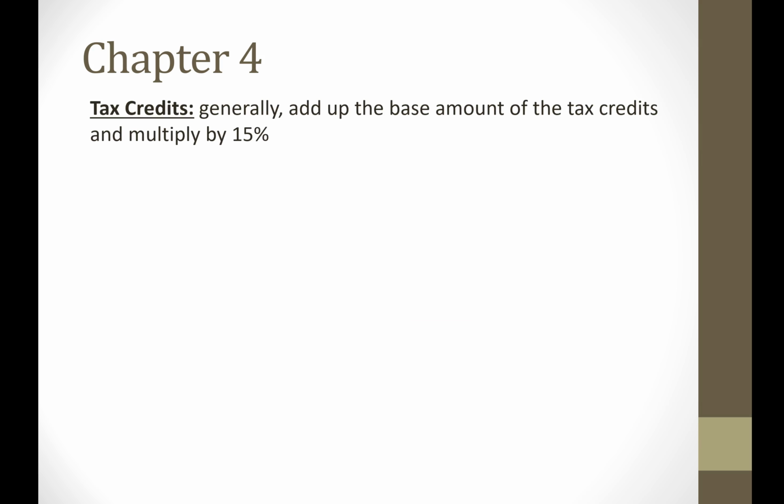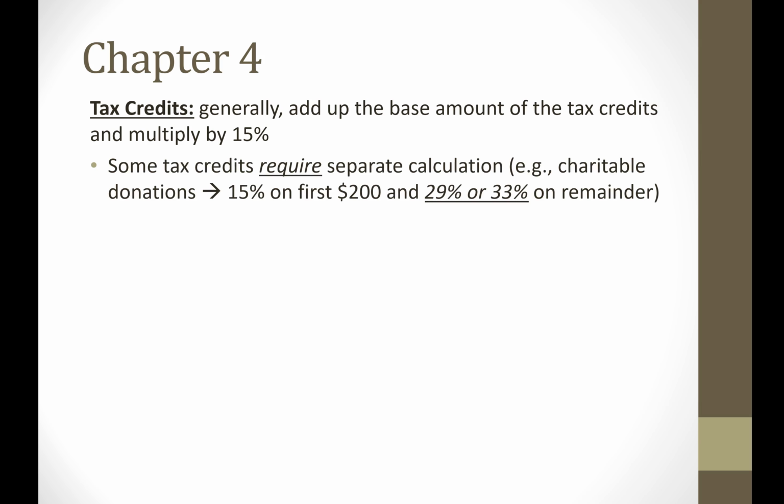Moving on to the next slide, let's talk about tax credits. Now that we've calculated the tax liability before tax credits, how do we go about calculating these tax credits? Well, there's a number of tax credits, and generally a taxpayer would just add up the base amounts and multiply that base amount by 15%, and the corresponding amount would reduce their tax liability. Now, there are certain exceptions.